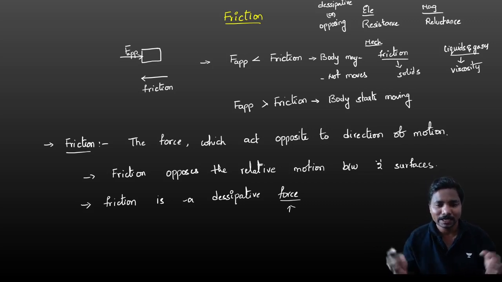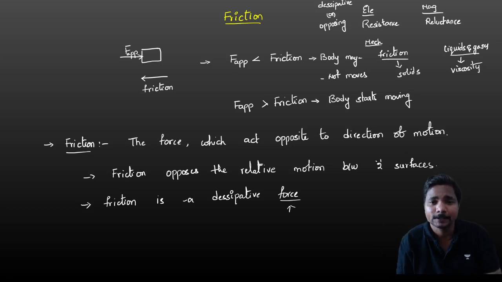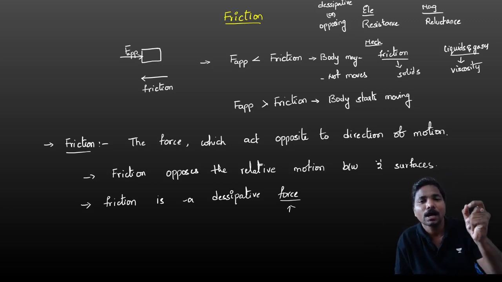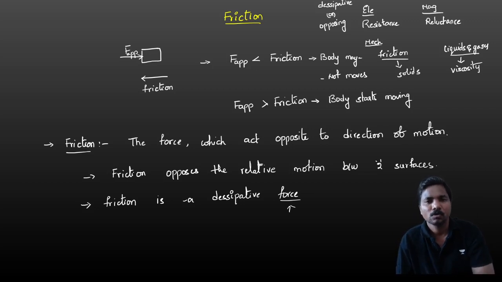So in our daily life, friction is important, but this friction must always be within limits. Whenever there is no friction, it is dangerous. Whenever there is very high friction, it is also not useful. With a very rough surface, when we place our foot, it may damage our foot. So friction has to be within limits always. It is a dissipative force.